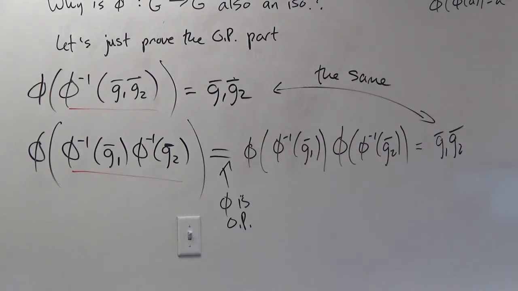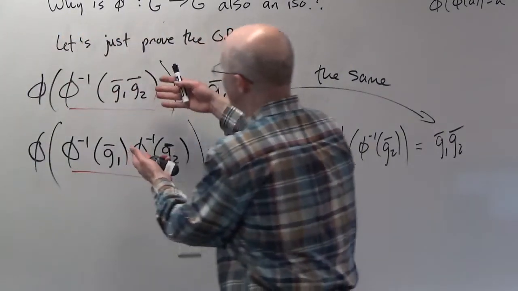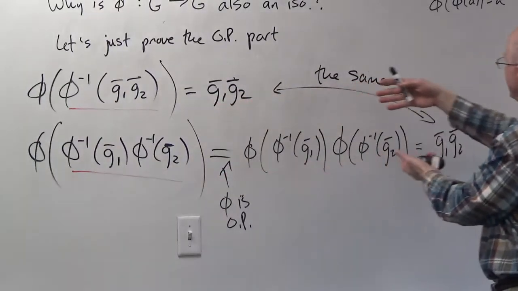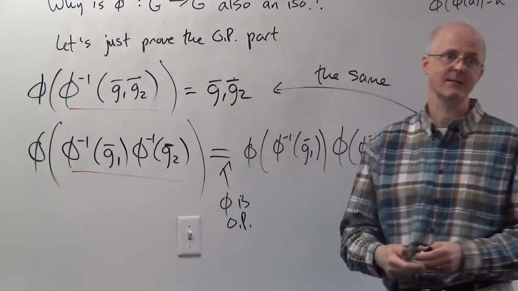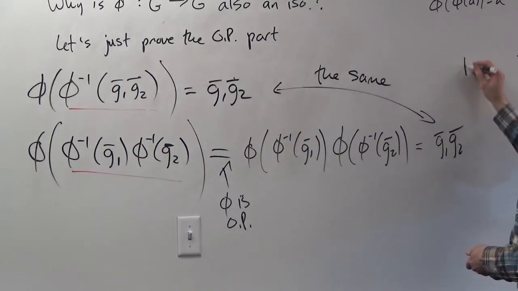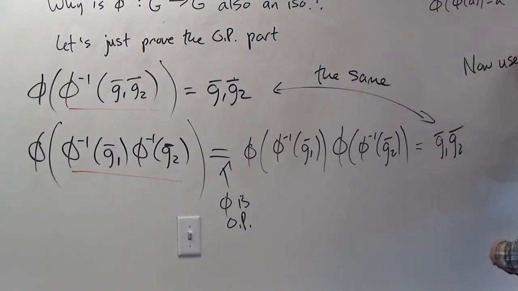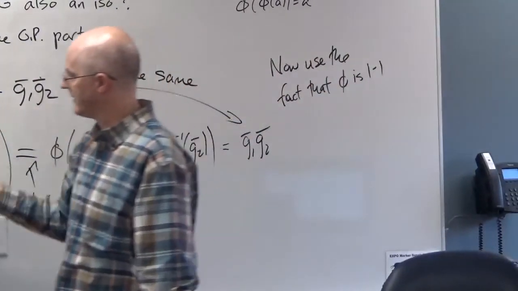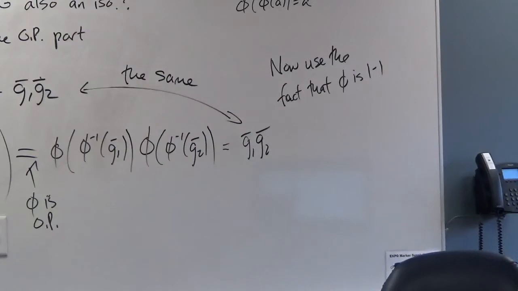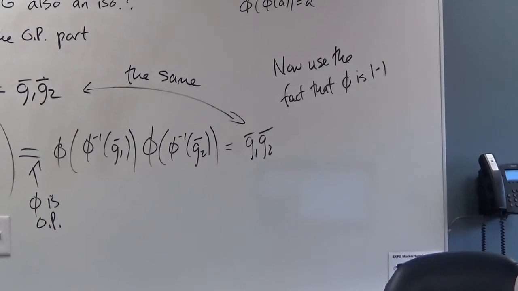There's one more fact you need. Because phi is 1 to 1. Because phi is 1 to 1, yep. Phi applied to these two inputs give the same outputs, the same images. Phi is 1 to 1, therefore the inputs must be the same. But now I use the fact that phi itself is also 1 to 1 to say that what I've underlined, those two things are equal. And that would verify phi inverse is operation preserving.